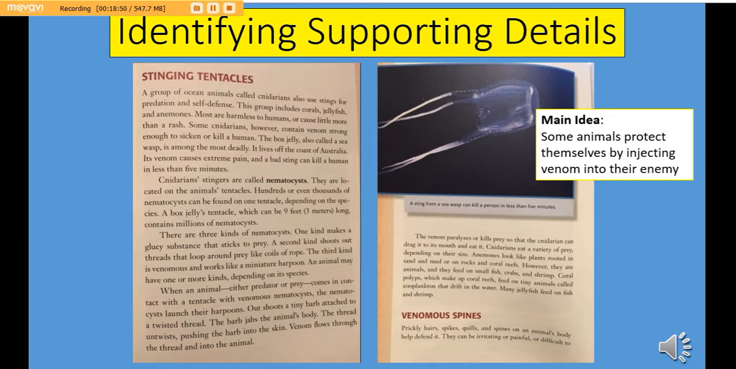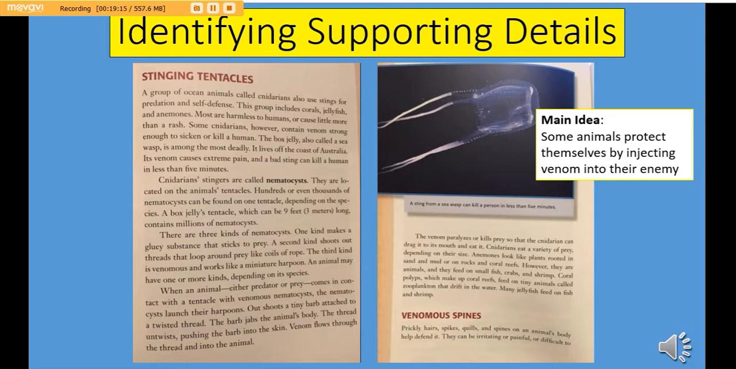Cnidarians' stingers are also called nematocysts. They are located on the animal's tentacles. Hundreds or even thousands of nematocysts can be found on one tentacle, depending on the species. A box jelly's tentacle, which can be 9 feet long, contains millions of nematocysts.